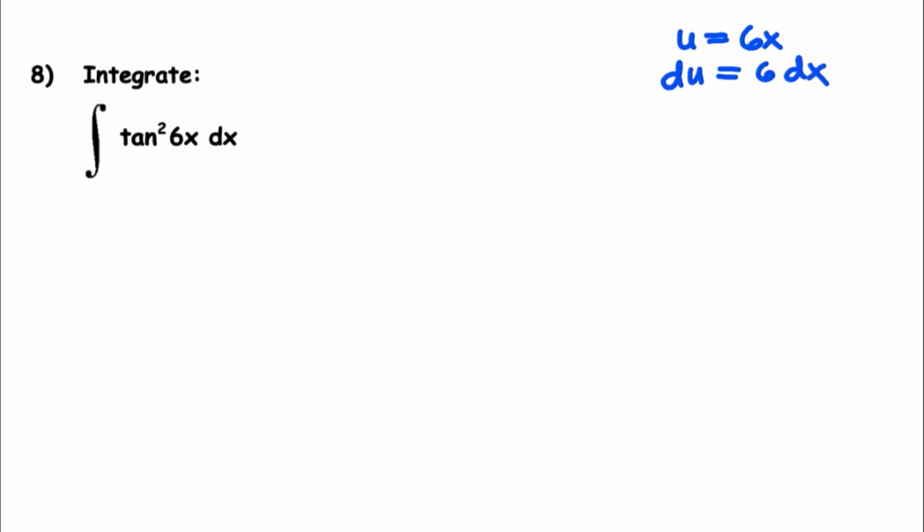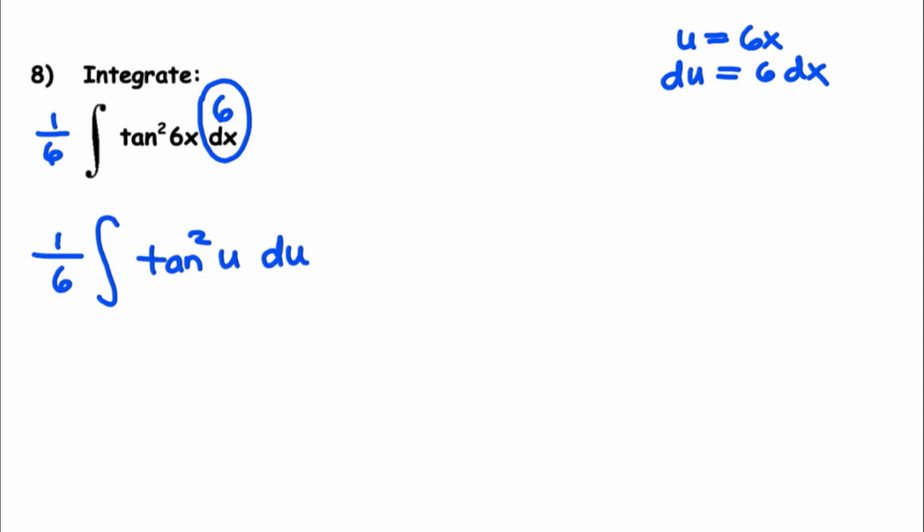So du is 6dx. I can put a 6 here, 1/6 up front. At least I can make this look a little nicer. This is going to come out to be 1/6 tangent squared of u du. The thing about this is you don't want to turn tangent squared into sine squared over cosine squared. I mean, it is, but if they're both squared, you can't use them to u sub each other with. So that's not going to work.